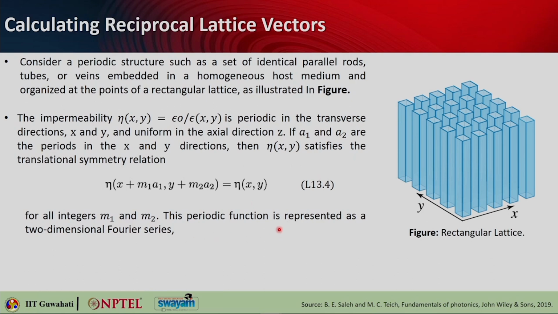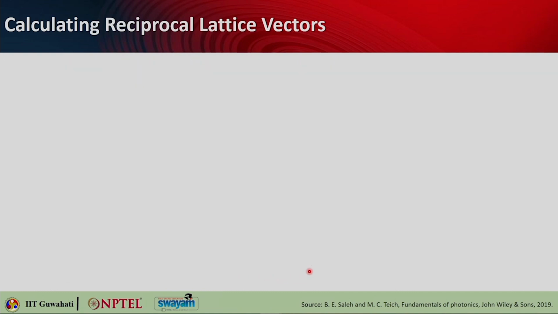This periodic function is represented as a two-dimensional Fourier series. Any periodic function can be expressed as a Fourier series, as you have learnt. So, eta xy can be written as the summation over L1 from minus infinity to infinity, L2 from minus infinity to infinity, of eta L1 L2, and then exponential minus j L1 G1 x, exponential minus j L2 G2 y.